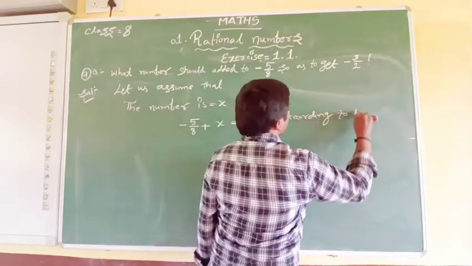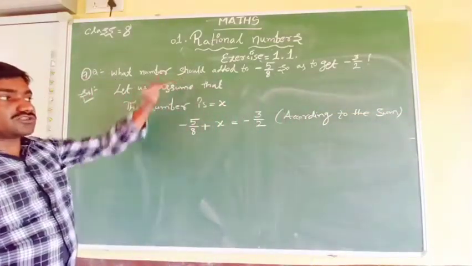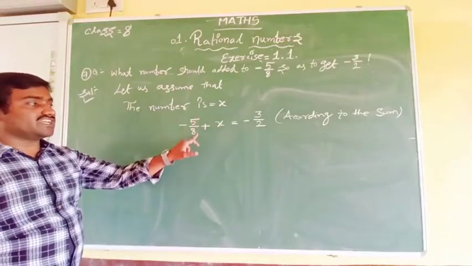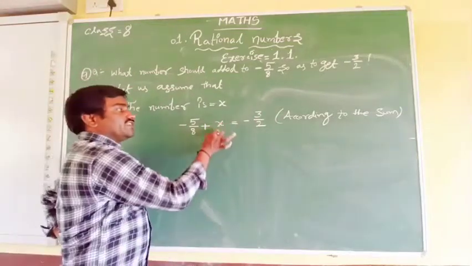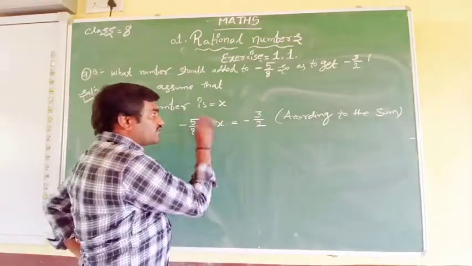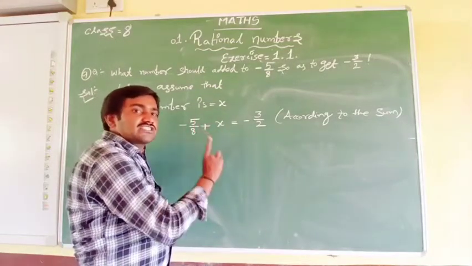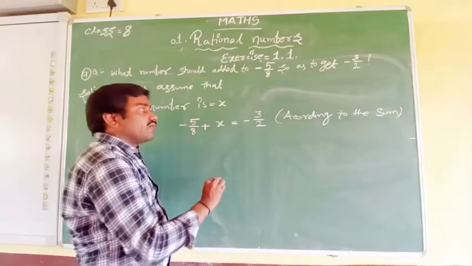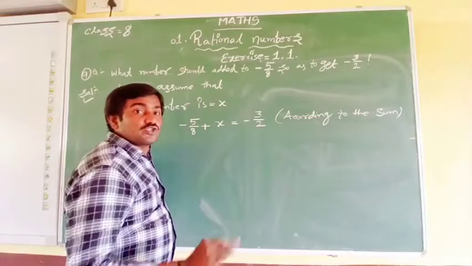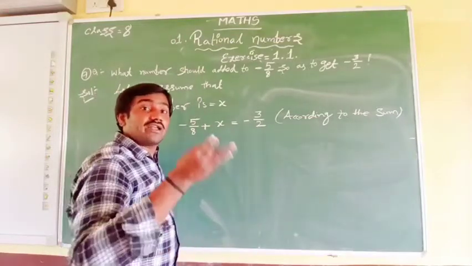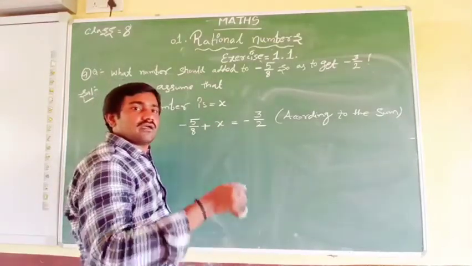According to the given question, what number should be added to minus 5 by 8 to get minus 3 by 2? Simple. This we need to find, the x value. So we need to make x alone. Whatever terms are connected to the x, we need to transport to the other side. We should make x alone, then only we get the value of x.